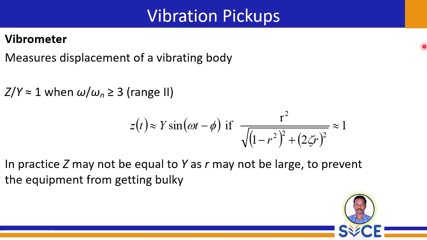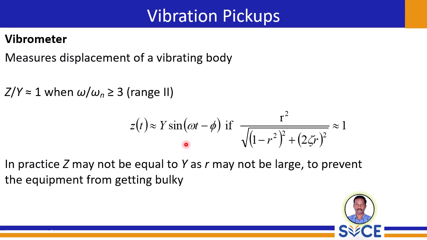Therefore, the relative displacement Z of t can be approximately written in the form of Y sin(omega t minus phi). Here the phi can be substituted with 180 degrees. Then sin 180 degrees will become 0, so Y sin omega t will come into the picture only. The magnitude of relative displacement Z gives us a direct measure of the amplitude Y of the vibration. So Z of t is equal to Y sin omega t itself.